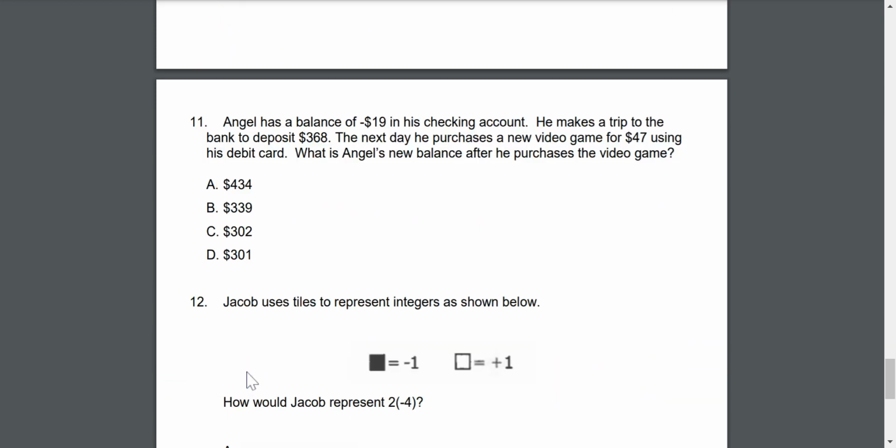Number 11. Angel has a balance of -$19 in his checking account. He makes a trip to the bank to deposit $368. The next day, he purchases a new video game for $47 using his debit card. What is Angel's new balance after he purchases the video game? A, $434. B, $339. C, $302. D, $301.